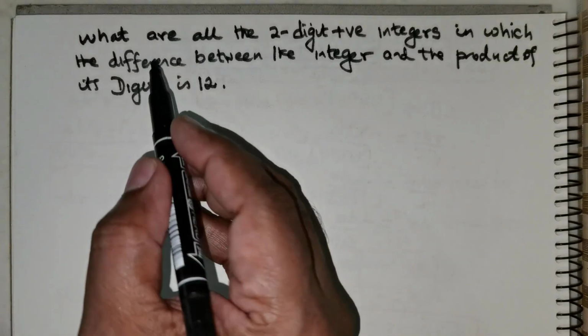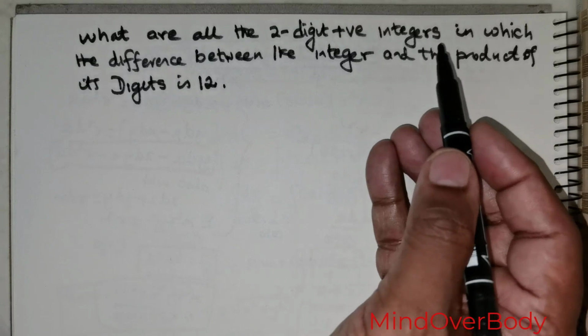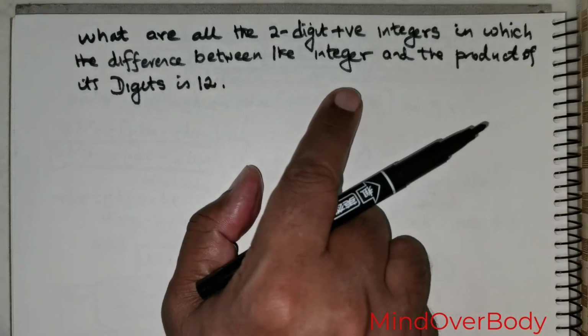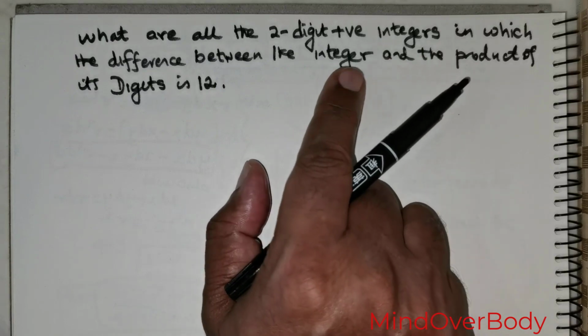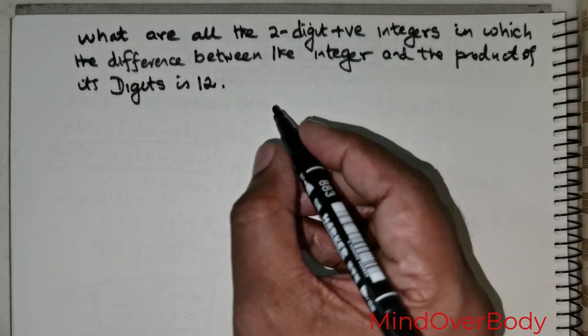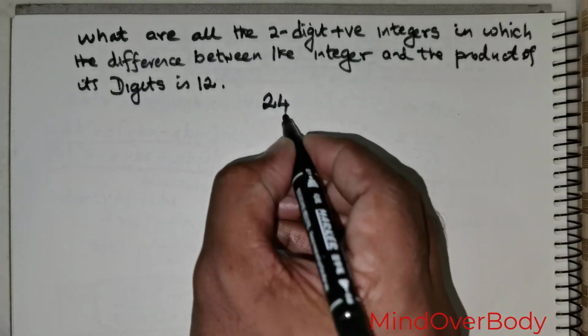Welcome everybody. We are given this question: What are all the two-digit positive integers in which the difference between the integer and the product of its digits is 12? So let me give you this illustration. Say, for example, we take a number, say 24.